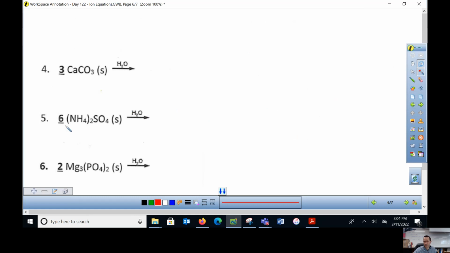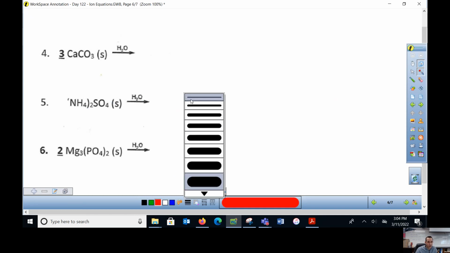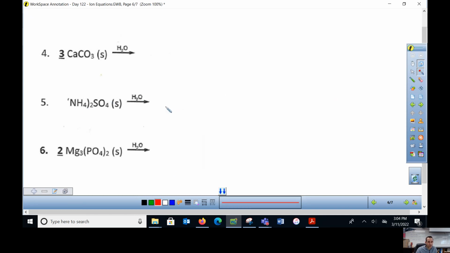Let's look at number 5. Number 5, we have a coefficient of 6 in front. For right now, let's pretend that 6 isn't there. Let me just use some white pen to cover that up. And so look at what we have going on here. We have ammonium sulfate. We're mixing it with water. So when we mix it with water, we're going to get all the ions to separate.